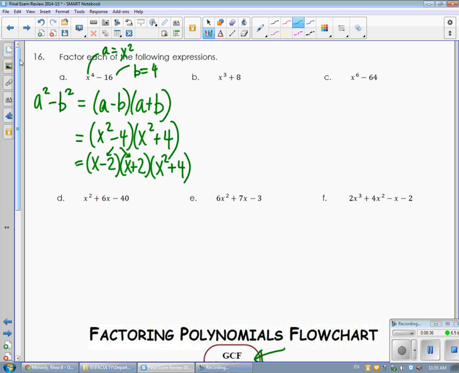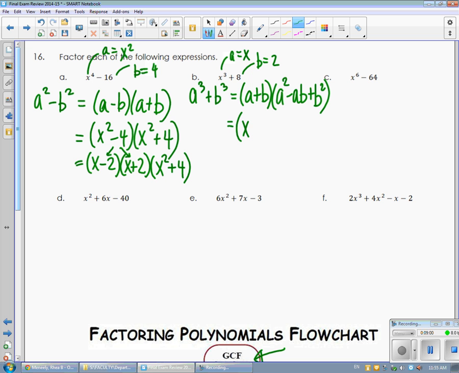I need to find the cube root of each term. So in this case, I'd let my a value be x. The cube root of x cubed is x. The cube root of 8 is just 2. And so in my formula, if I have a cubed plus b cubed, that's going to correspond to a plus b, and then the next is a trinomial. That's going to be a squared minus ab plus b squared. So let's fill it out. A plus b is going to correspond to x plus 2. A squared is now going to correspond to x squared, minus ab.